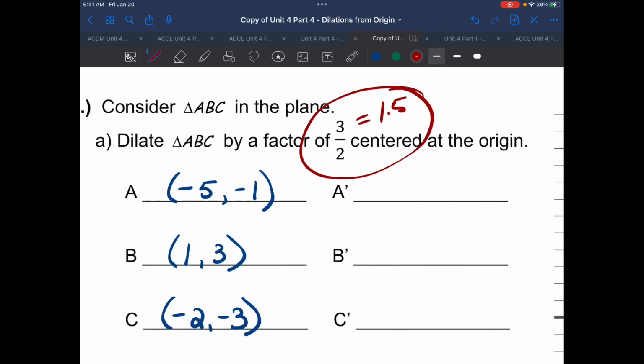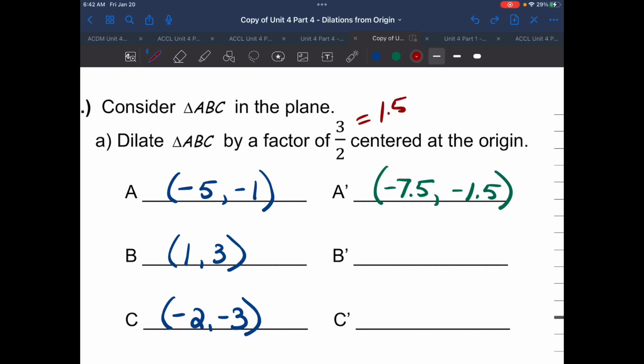Now, you can use your calculator, which is totally fine, but 3 over 2 is the same as 1.5, and I'm going to use 1.5 here, right? So if I just literally take my scale factor and multiply 1.5 times -5 and 1.5 times -1, it's going to leave me with the new coordinates, -7.5, comma, -1.5. All right, so if we apply that rule, what would be the coordinates for B prime? Well, that's going to be 1.5, comma, 4.5, and if we use that rule again, we get -3, -4.5 for C prime.